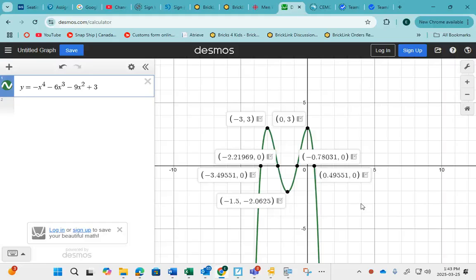And so that is really helpful because we didn't have to, I mean, you could have done a table of values. We figured 0, 3 out. You probably would have figured out -3, 3 if you did enough points. But I don't think you'd ever find any of these x-intercepts with guessing and checking on a table of values.